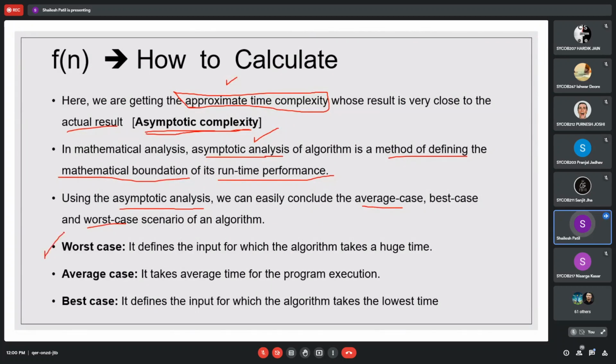In the worst case scenario, it defines the input for which an algorithm takes huge time. For linear search, it will take n times if the element is found at the last position or if the element is not present.